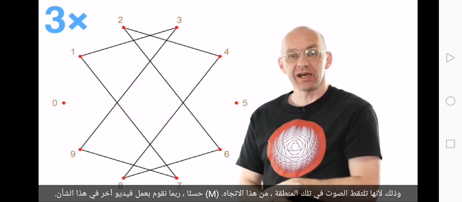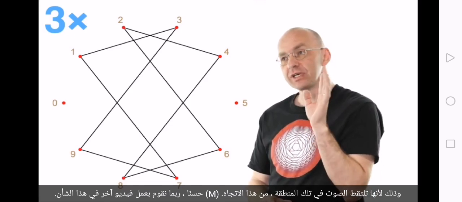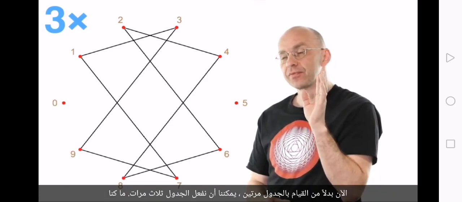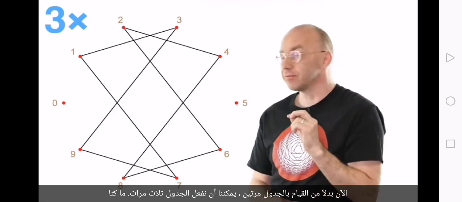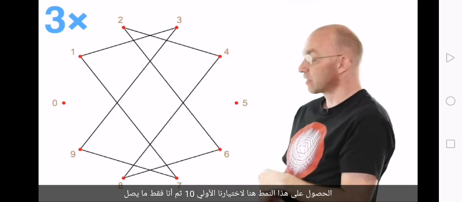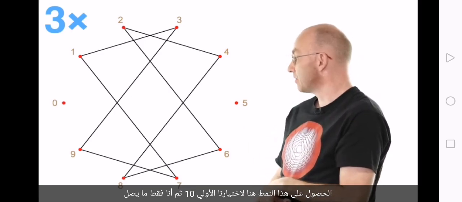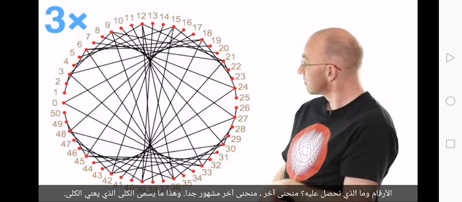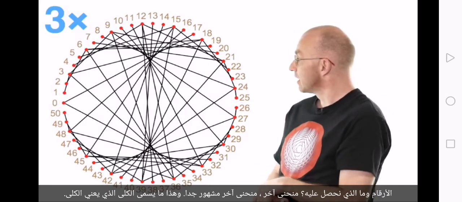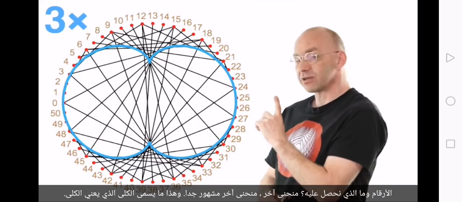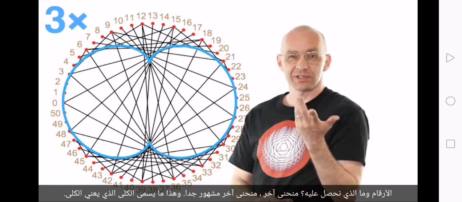Okay, now we can also, instead of doing the 2 times table, we can do the 3 times table. And if we do the 3 times table, well, what we get is this pattern here for initial choice 10, and then I'll just up the numbers there, and what do we get? Whoa, another curve. Another very famous curve. This is called the nephroid, which is kidney.